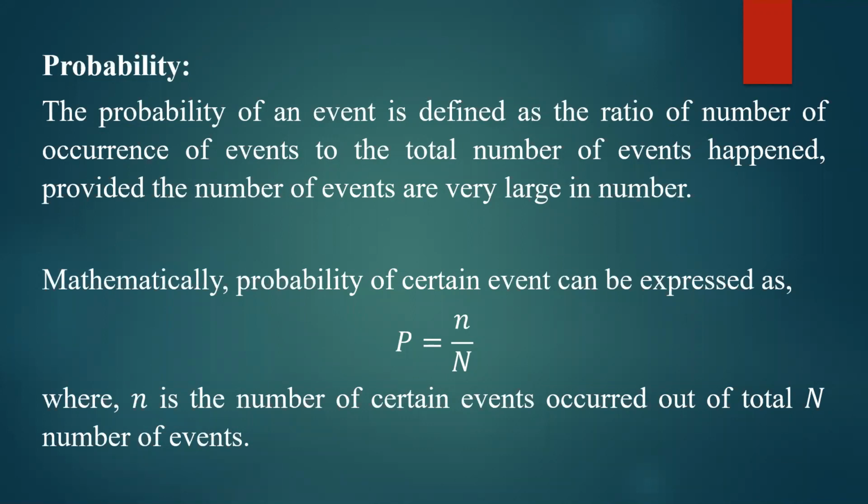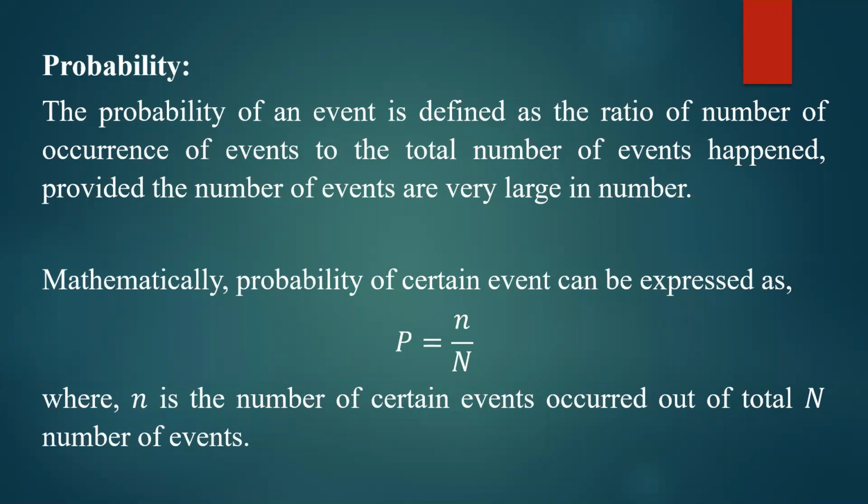So mathematically, probability of a certain event can be expressed as P equal to small n by capital N. What is small n? It is the number of times a certain event occurred out of total N number of events. So a large number of events has to be studied. That's why probability is a statistical tool. So a large number of events has to be observed.